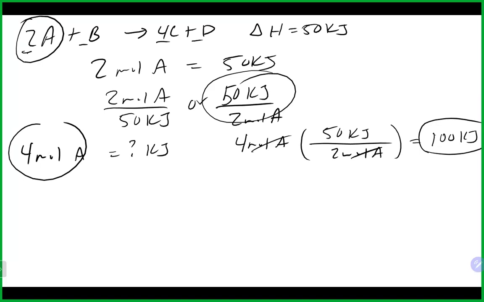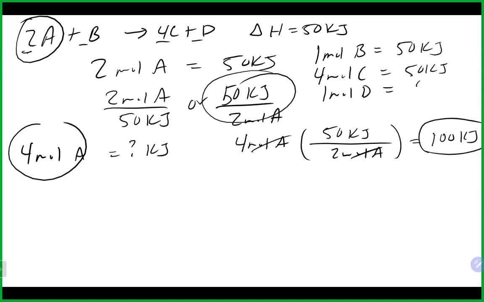Could also do this if you knew how many grams of A, right? Or grams of B or grams of C, convert it to moles and use it as a mole. You could do it for anybody in this equation. You could say that for every 1 mole of B, there is going to give you 50 kilojoules of energy. 4 moles of C will give you 50 kilojoules of energy, or 1 mole of D will get you 50 kilojoules of energy. So again, you can basically use any of those as conversion factors, and you can use the equation as a conversion factor as well. Any questions on that there?